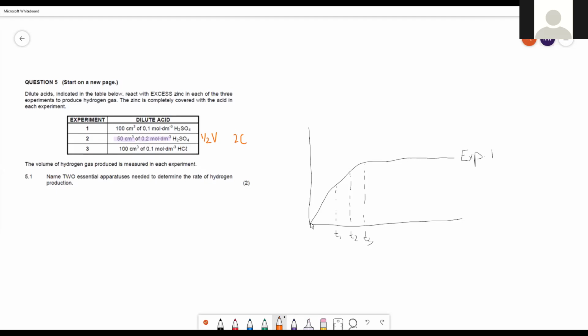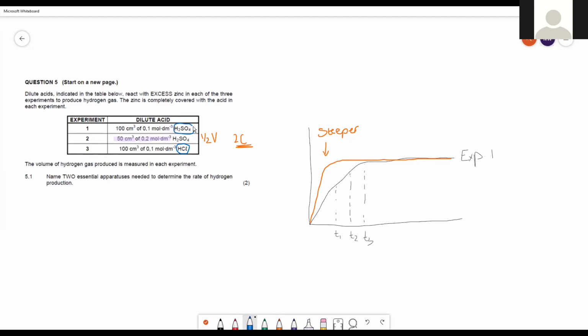It means that your curve is going to look slightly more increased, and then it's going to go to where your experiment 1 is over there. So it's slightly steeper for experiment 2 because you have double the concentration, but then it eases off and it goes to the same point as experiment 1. Then for experiment 3, it looks exactly the same as experiment 1. The only difference here is the acid that you're working with.